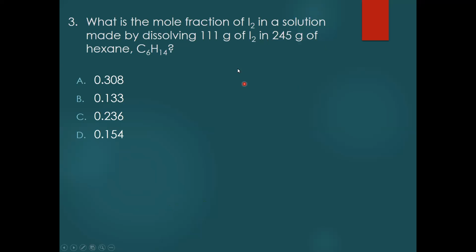Now in question 3, they want to know the mole fraction of I2 in a solution made by dissolving 11 grams of iodine in 245 grams of hexane. So mole fraction is the moles of one part over the total moles of everything in the mixture. Since we have the mass of the I2 and the mass of the hexane, we're going to need to convert those masses into moles so we can use the mole fraction.